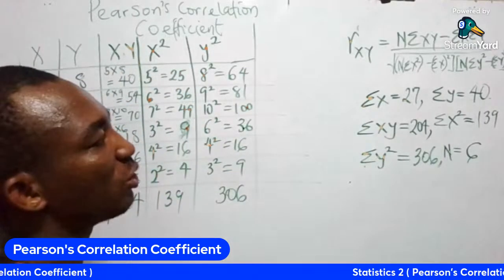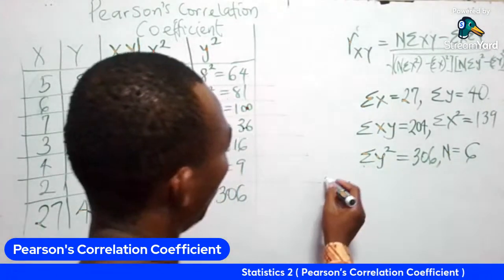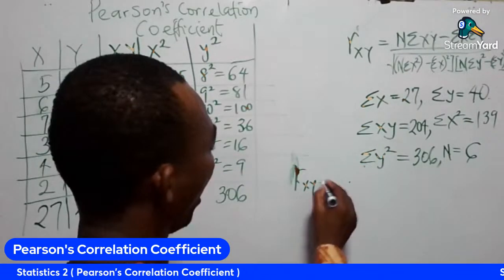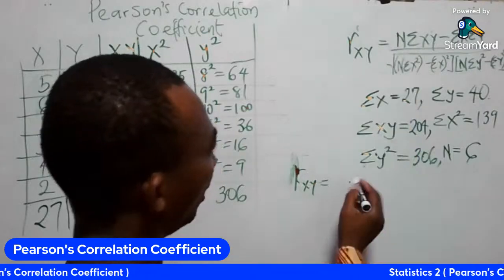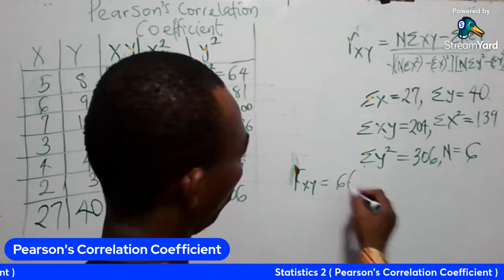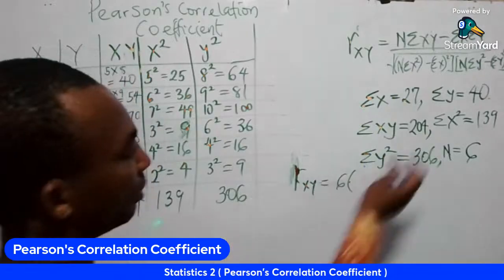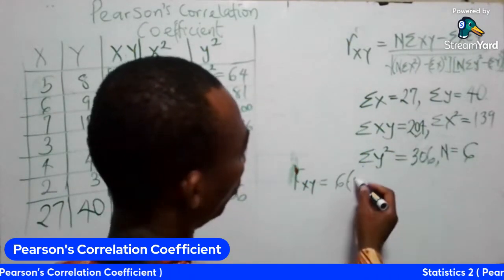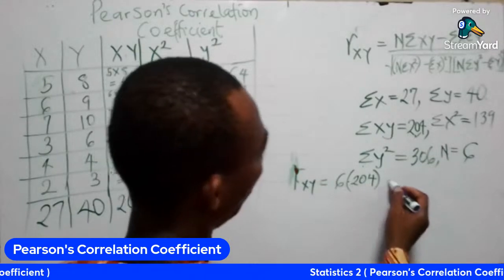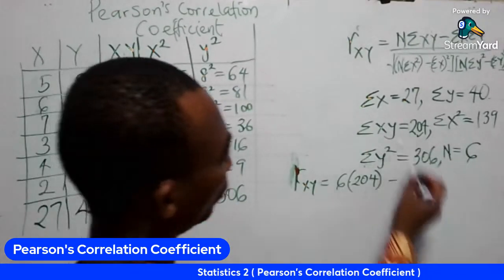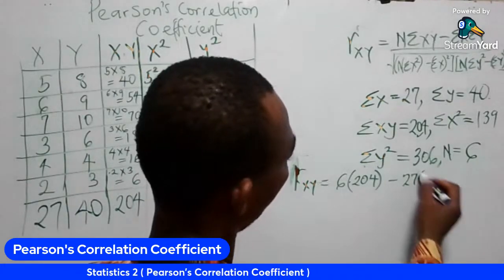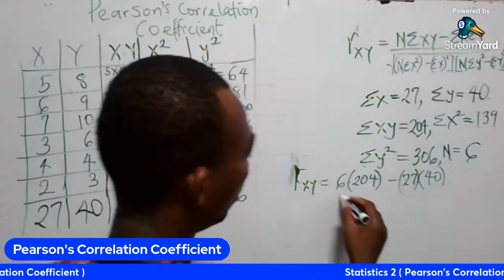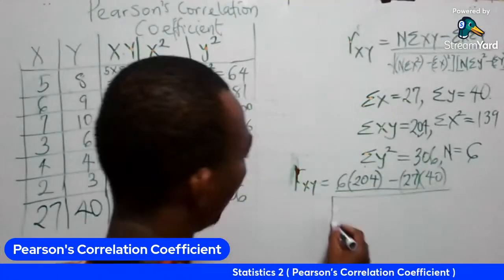So the next thing for us is to put everything into the formula, which is what? rxy equals n, our n is 6, multiplied by summation xy. Summation xy is 204. Minus summation x, 27, multiplied by summation y, which is 40. So you have done that. You move away from there and you square this as well.